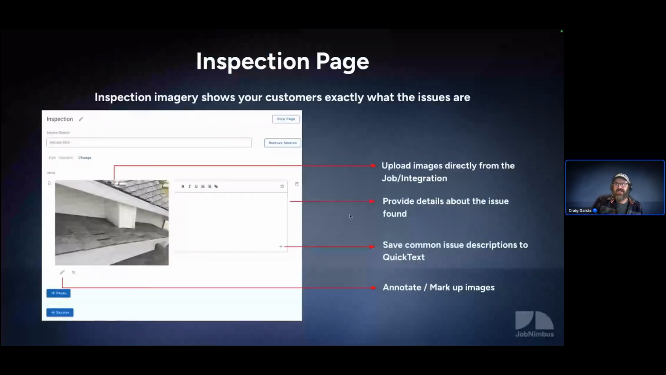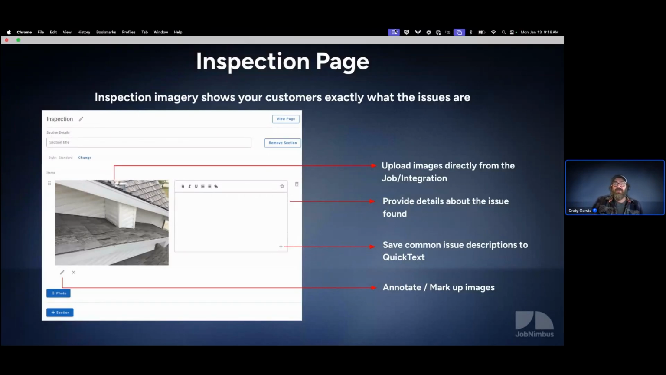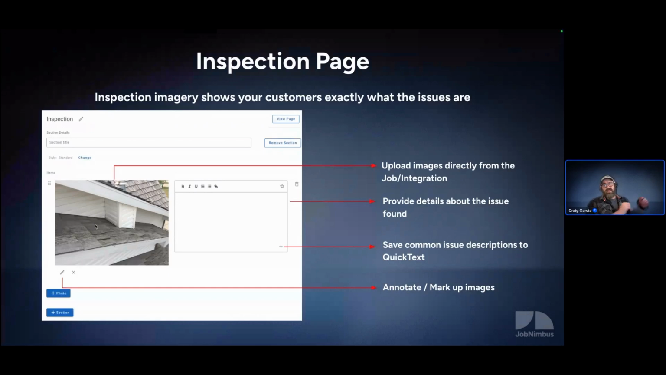Next up is our inspection page. And just like you think, it's exactly what you think. It's a good spot to show customers problems you found around the home or the job that they may be aware of or unaware of altogether. Once you upload your imagery, you can either do so from integration or, if you've uploaded images to the job itself, no problem. You can also upload directly from your device.